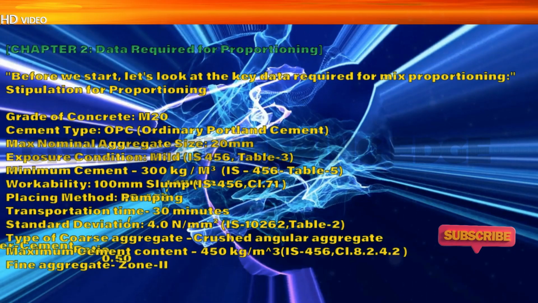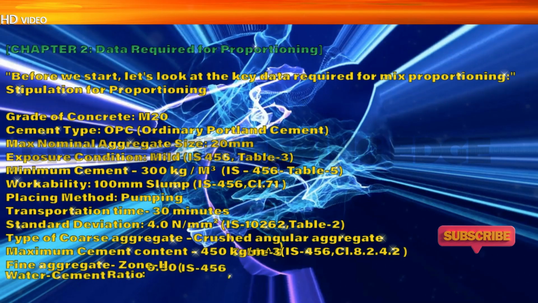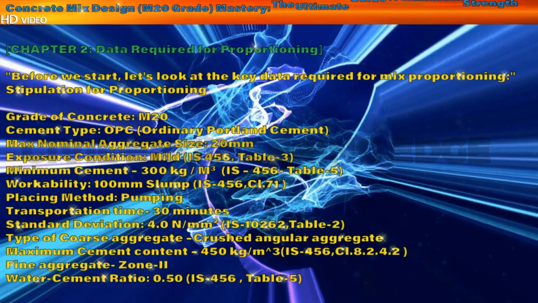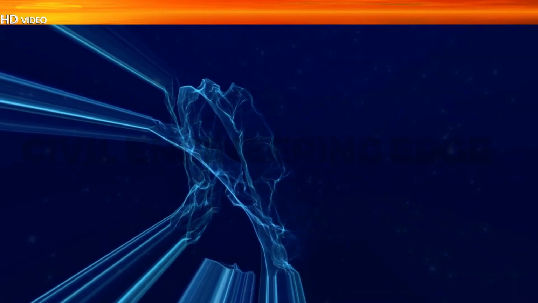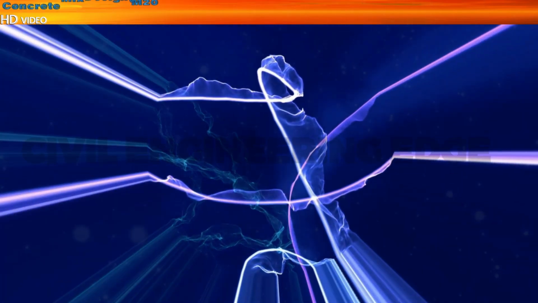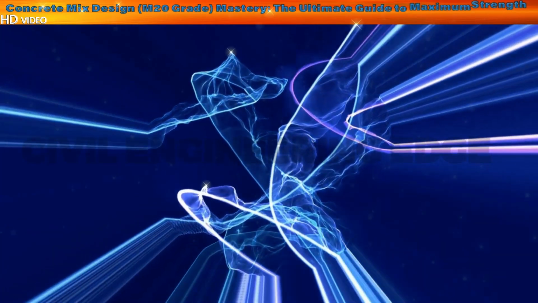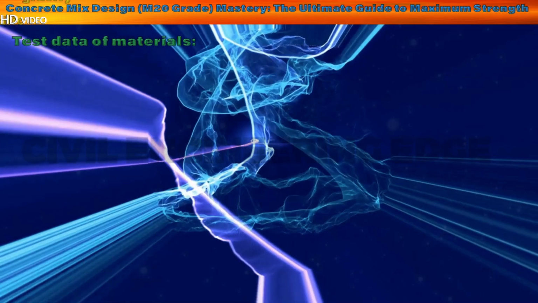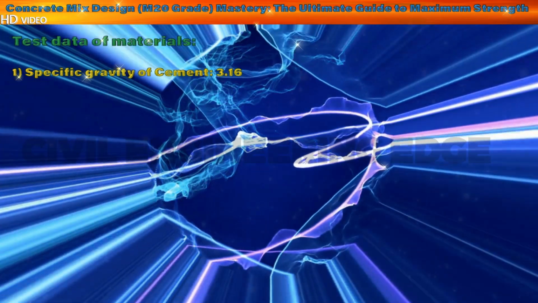X is a factor based on grade of concrete as per Table 1. X is 5.5 Newton per square millimeter. Given Fck equals 20 Newton per square millimeter, S equals 4.0 Newton per square millimeter. F'ck equals 20 plus 1.65 into 4 equals 26.6 Newton per square millimeter.